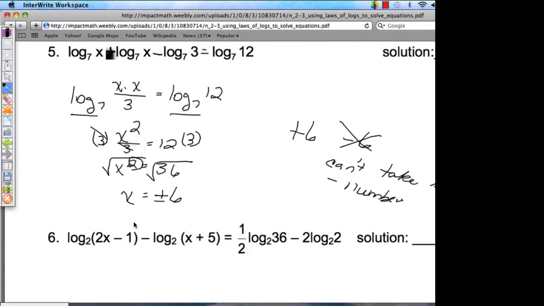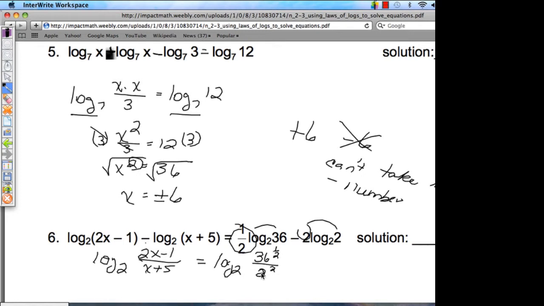Now looking here, the very last one, we have division on both sides. We've got some exponents we need to pull up to the top. So we have log base 2 when we combine them as 1 of 2x minus 1 over x plus 5 equals log base 2 of 36 to the 1/2 power over 2 squared. Now 36 to the 1/2 power, so the square root of 36, that's 6 over 4, and that's going to be 3/2.